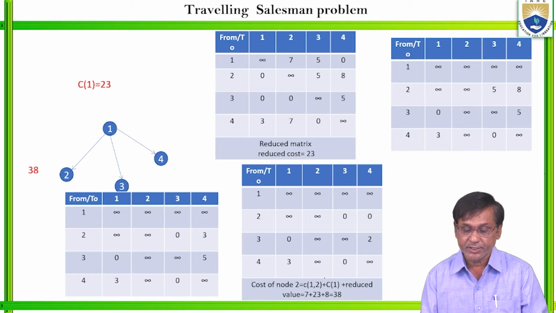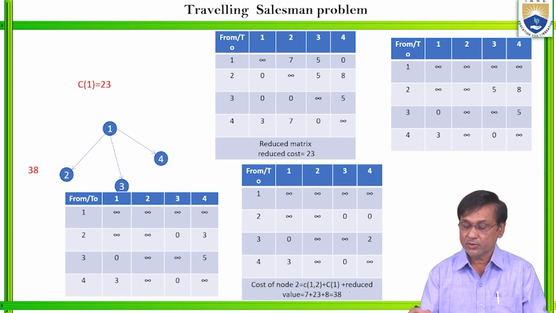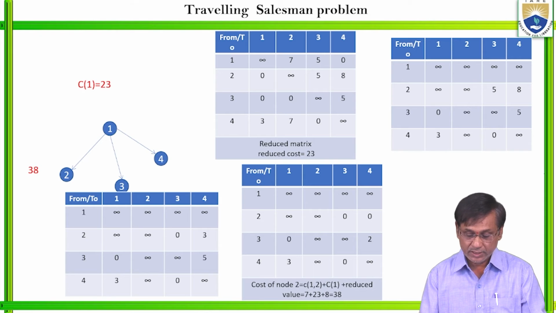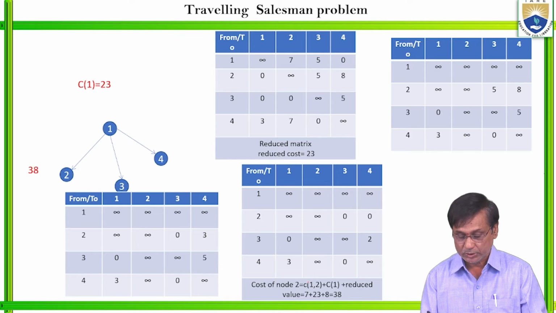The cost corresponding to edge 1 to 2 is 7. So we take 7 plus 23 plus 8, which is 38. After reducing, we have to calculate the cost of node 2. The cost of node 2 is equal to the cost corresponding to edge 1 to 2 plus the cost of the reduced matrix plus the reduced value. By using that, you can calculate the cost of node 2.